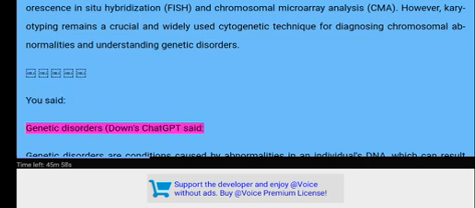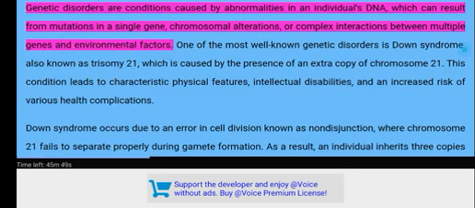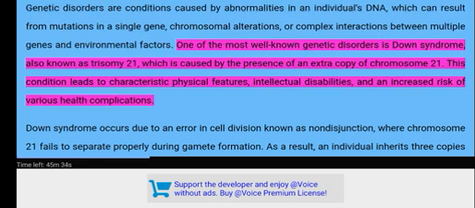You said: Genetic disorders, Down's. ChatGPT said: Genetic disorders are conditions caused by abnormalities in an individual's DNA, which can result from mutations in a single gene, chromosomal alterations, or complex interactions between multiple genes and environmental factors. One of the most well-known genetic disorders is Down syndrome, also known as trisomy 21, which is caused by the presence of an extra copy of chromosome 21. This condition leads to characteristic physical features, intellectual disabilities, and an increased risk of various health complications.